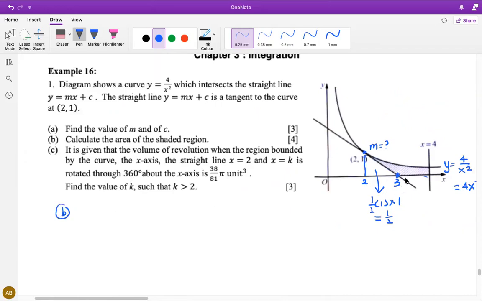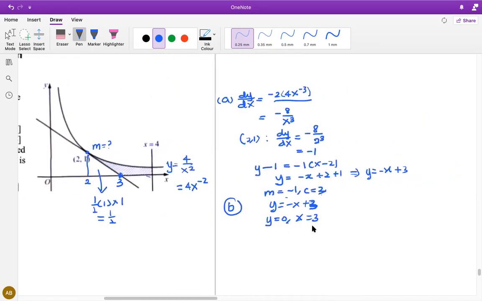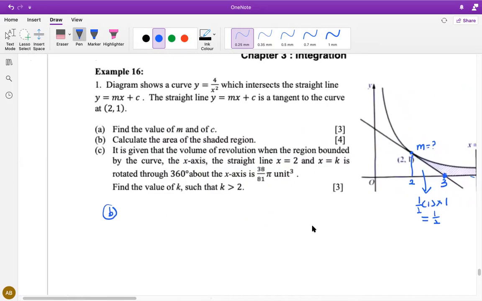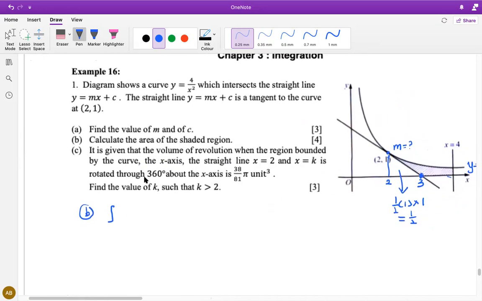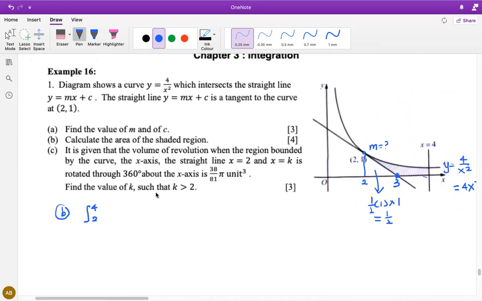So therefore, I want to find the area of the shaded region, B. Okay, so here 1 mark, huh? So you find this, you get 1 mark, right? There are 4 marks here. You already get 1 mark. So I integrate from 2 to 4 for the area of the curve. Okay, so the area of the curve is 4 over x squared.